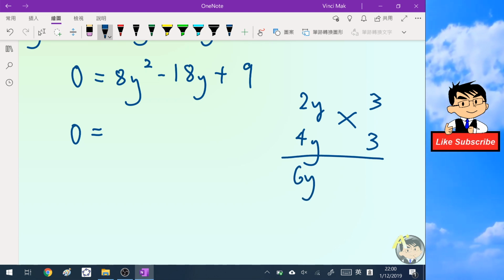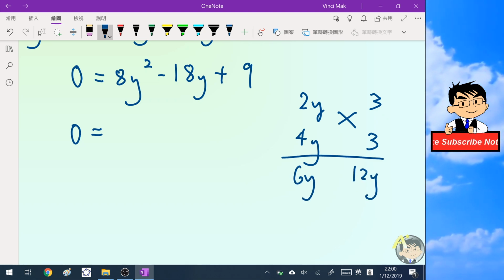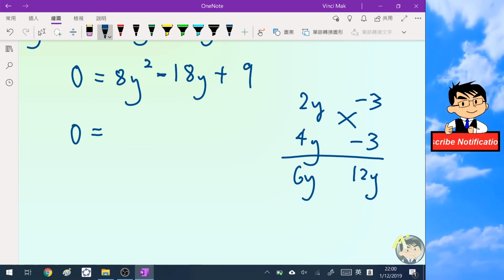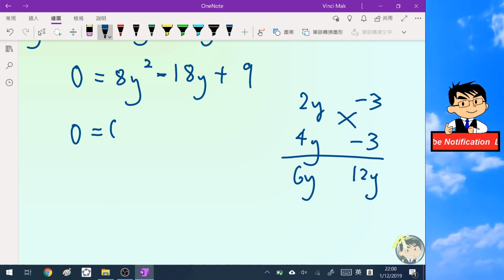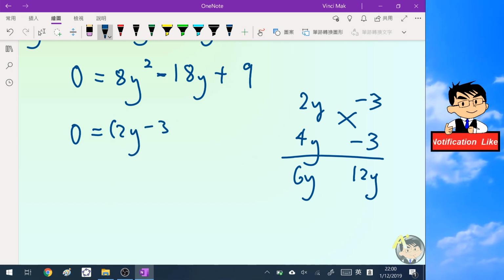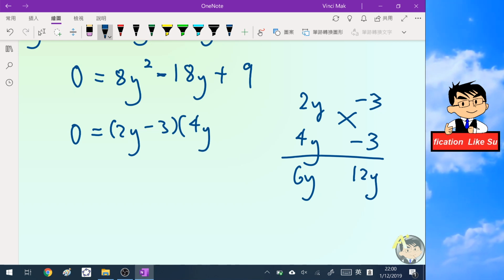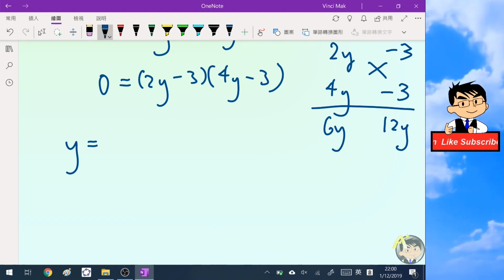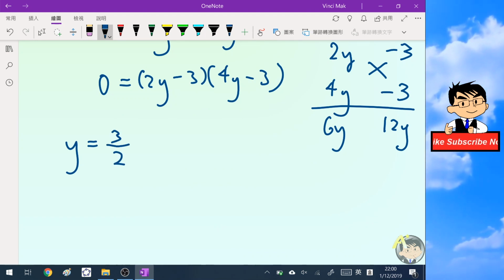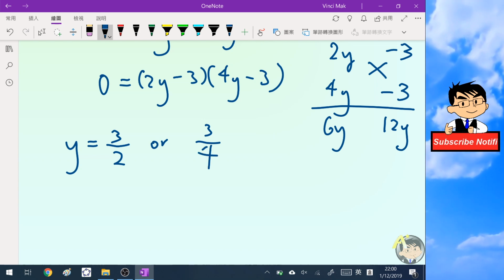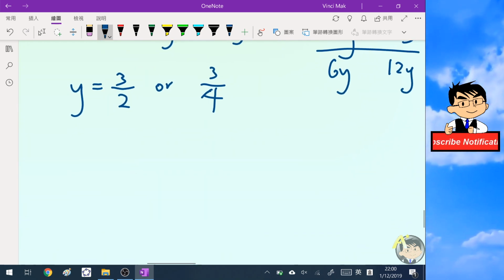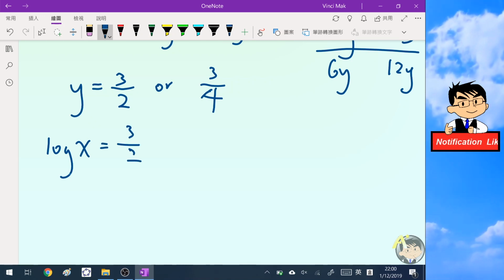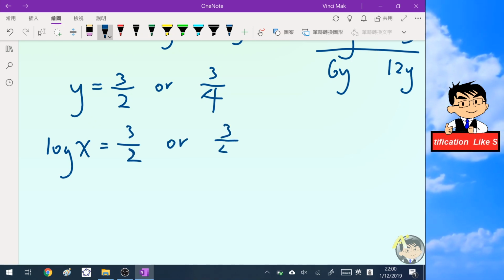The first one is 6y and the second one is 12y, and we want a negative sign here, so we add negative on both 3. So the factors are 2y minus 3 multiplied by 4y minus 3. So the y will become 3 over 2 or 3 over 4. So what is y? y is log x, right? So log x will become 3 over 2 or 3 over 4.